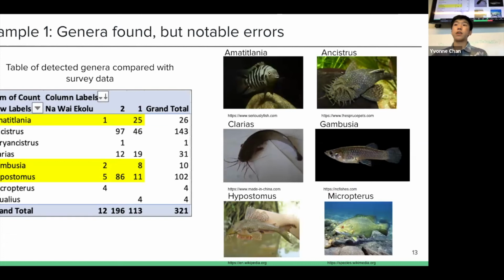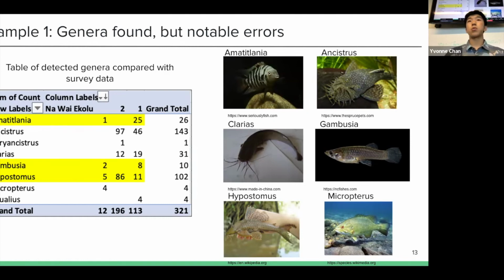And so here are the genera found. The numbers underneath Nava'i Kolu equate to the number of organisms that they found on that day, and the numbers underneath the 2 and 1 equate to the number of reads that I found using eDNA. And the yellow bars mean things that overlap. And off the bat, you can see not too many yellow bars and not too many reads.